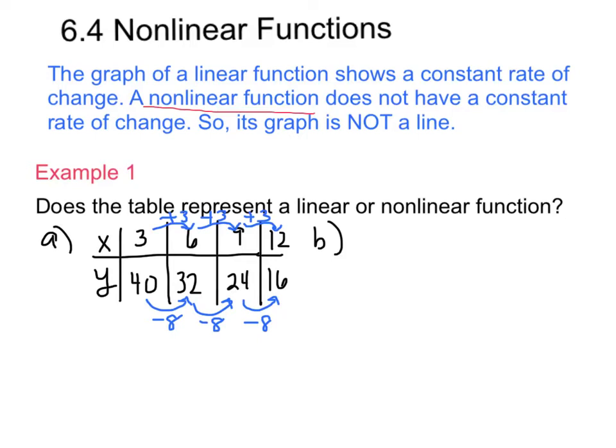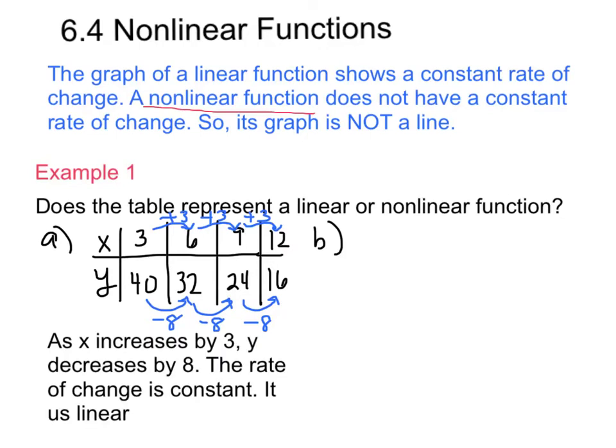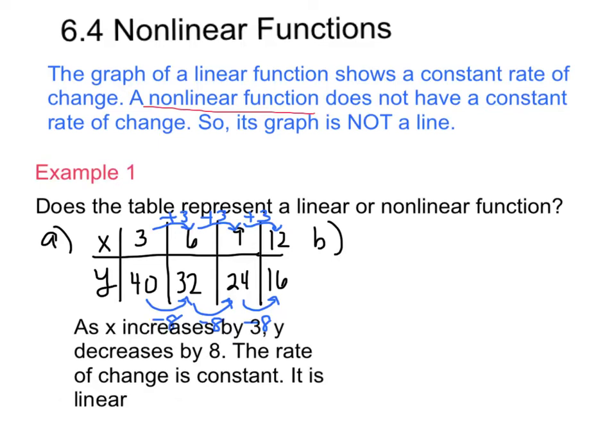So you have to explain this. Here's how you would explain it. I want a good reason, not just a couple words. I want a sentence or two. So first I'm explaining, as x increases by 3, y decreases by 8. Therefore, the rate of change is constant. It is linear. And let me change the spelling error here. So it is linear. So we've just proven that A is linear.